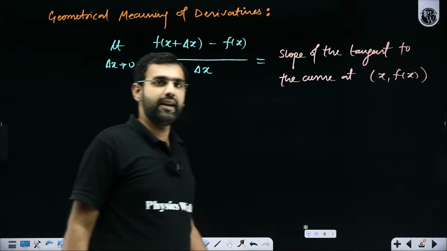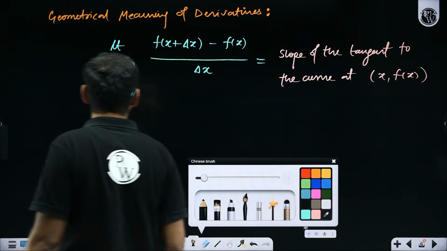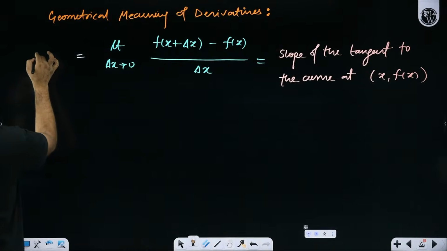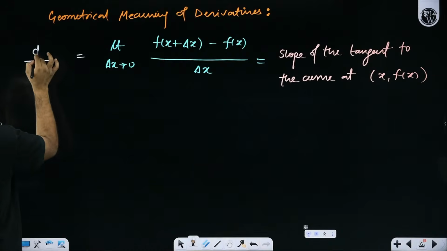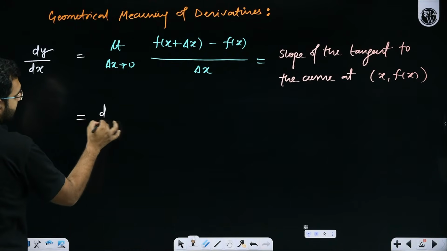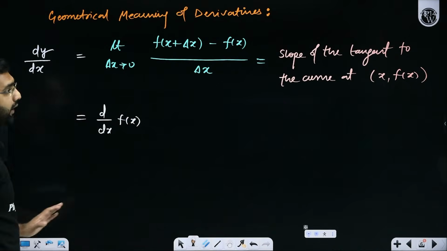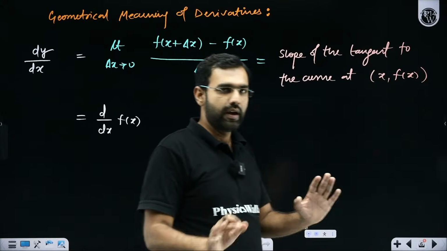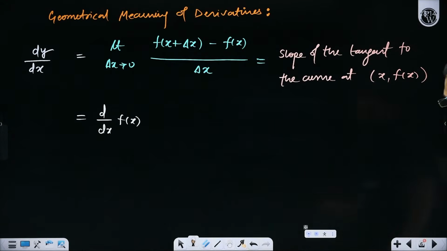Are you understanding my language? And Newton and Leibniz called it d by dx or dy by dx. So they called it d by dx of f x. f x is y, so we may call it y. Or this whole thing is called d by dx of f of x, at the point x comma f of x. Everybody understood it. Everybody realized the geometrical meaning.